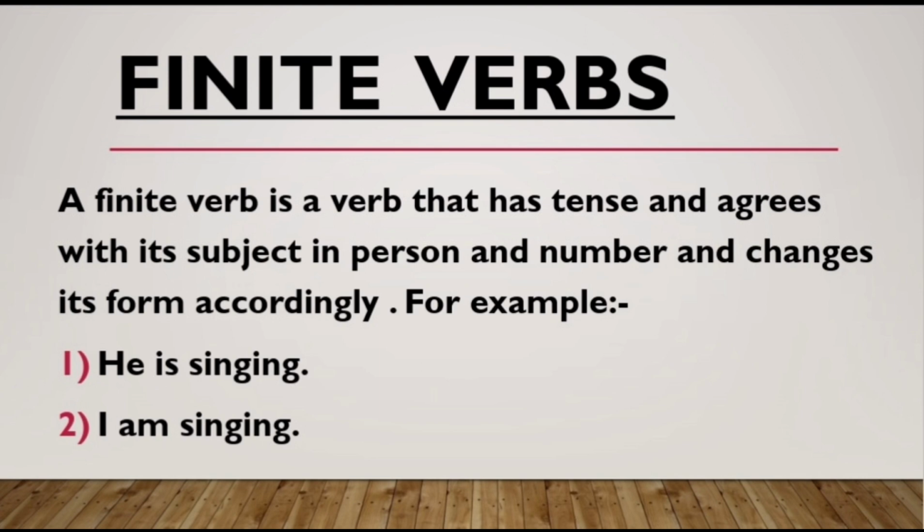Have a look at this example. He is singing. And have a look at the next example. I am singing. So with he you will use is, but with I you will use am. And why will you do that? Because it is a finite verb, the subject has to agree with the verb. So the subject verb agreement is according to the person of the subject.